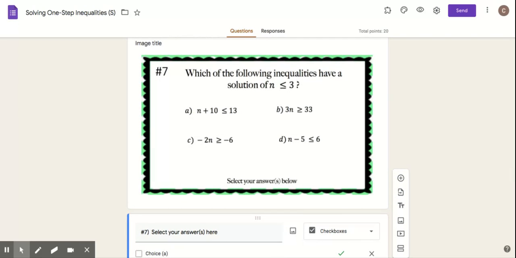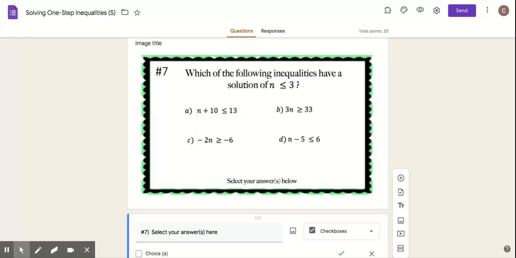So it says, which of the following inequalities have a solution of n is less than or equal to 3? So we need to solve all 4 of these. Yes, all 4. This is why I'm giving you 2 days. And then we need to check mark the ones that are going to have a solution of n is less than or equal to 3.